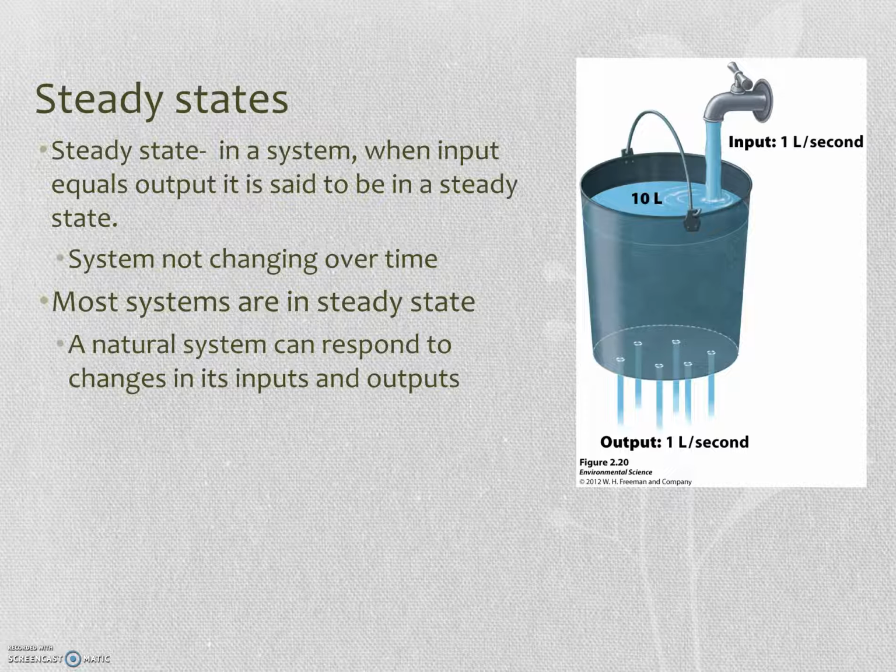The example is this bucket. The input is 1 liter per second, and the output is 1 liter per second. So even though we have all these little holes leaking out, the bucket is at a steady state because the level that it's filled stays the same as long as the water going in is equal to the water going out. Most systems are in a steady state.